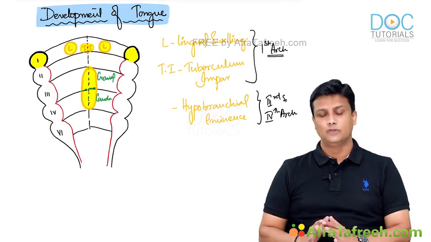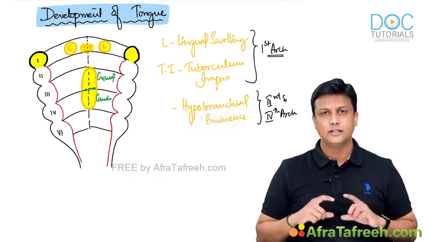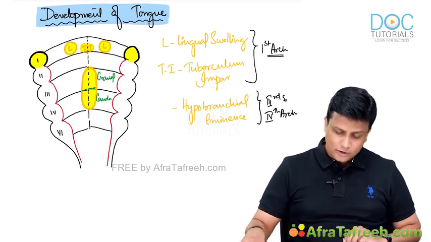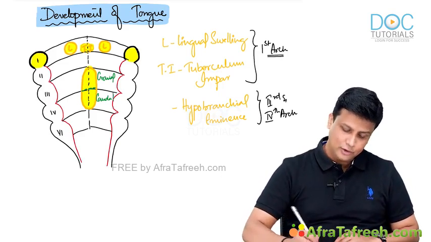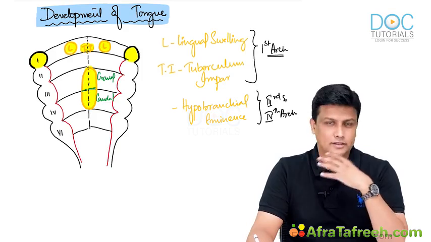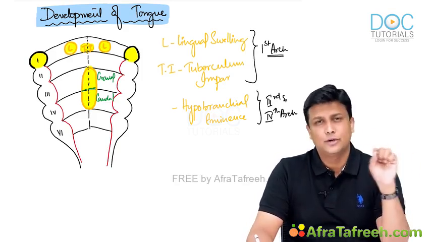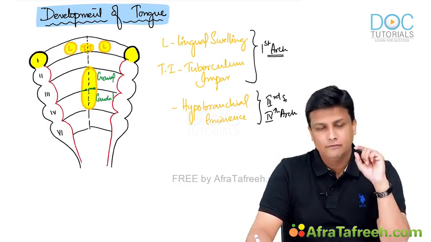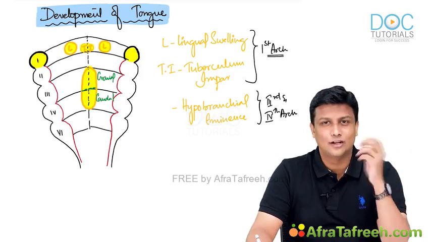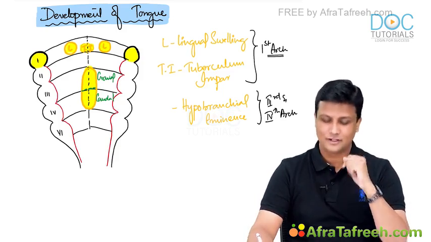So what is required for the formation of the tongue here? The lingual swellings and the tuberculum impar in the middle, and then the hypobranchial eminence divided into cranial part and caudal part. And now the only thing that we have to do here is learn which part, from the lingual swelling, tuberculum impar and hypobranchial eminence, is going to form the anterior 2/3 of the tongue, which part will contribute to the posterior 1/3 of the tongue, and behind the tongue you actually have the epiglottis part. So let us see which is going to form which part of the tongue.